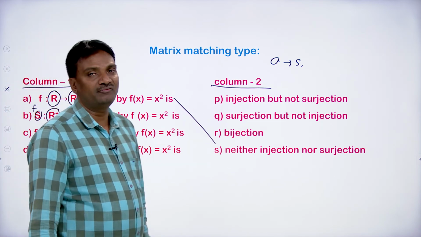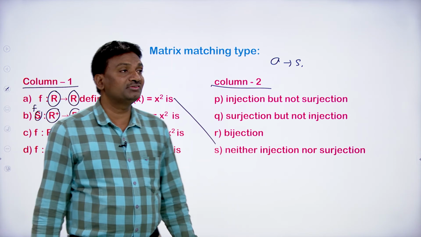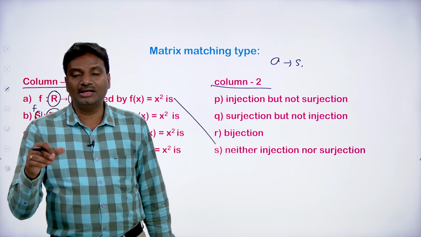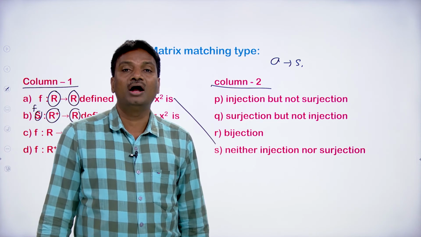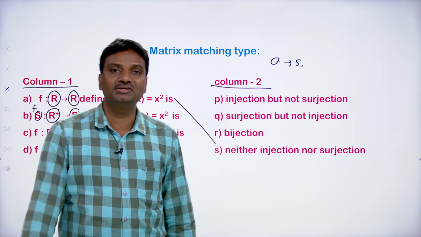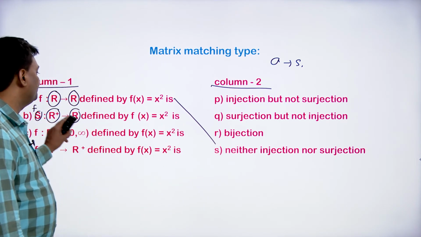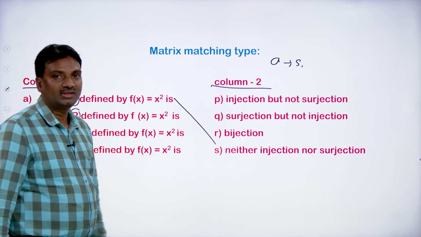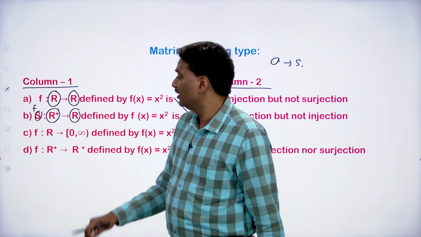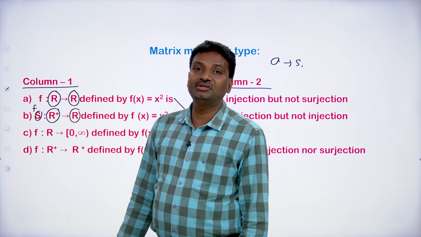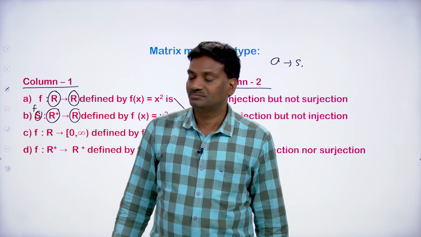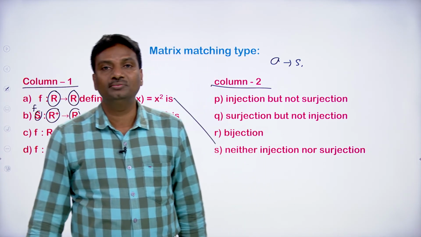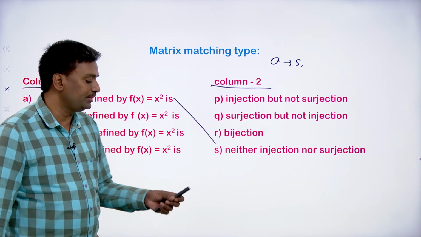Already, the function f of x equal to x square defined from R plus to R is a one-one function. To check whether f of x is an onto function or not, a surjection or not, let us consider f of x equal to y. So x square equal to y, which means x equal to plus or minus root y.